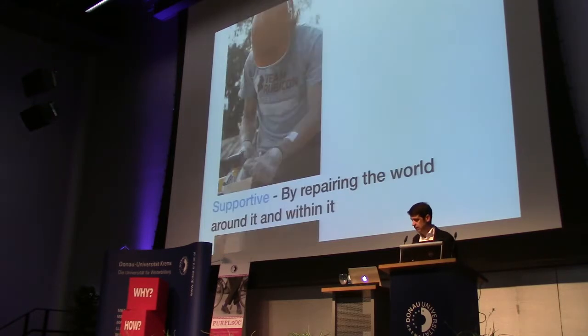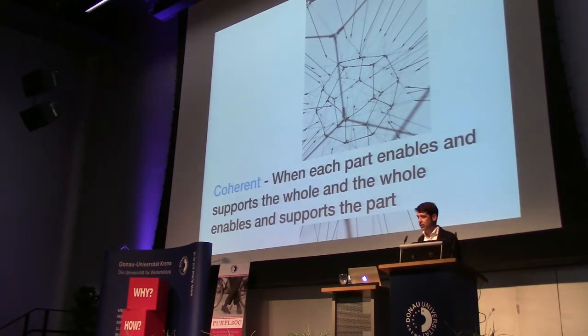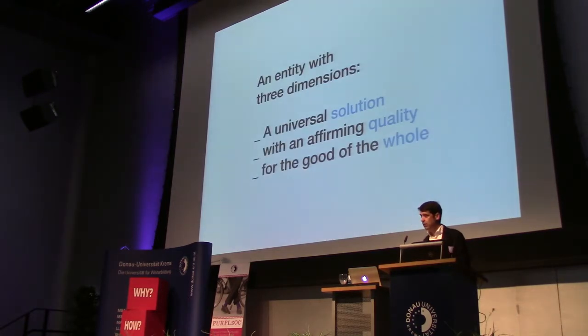And whole means supportive, by repairing the world around it and within it. It means generative, by being a source of life, and coherent. Alexander finds it very important that we enable coherence, when each part enables and supports the whole, and the whole enables and supports the part. So when we look at it together, a pattern is an entity with three dimensions. It's a universal solution with an affirming quality for the good of the whole.